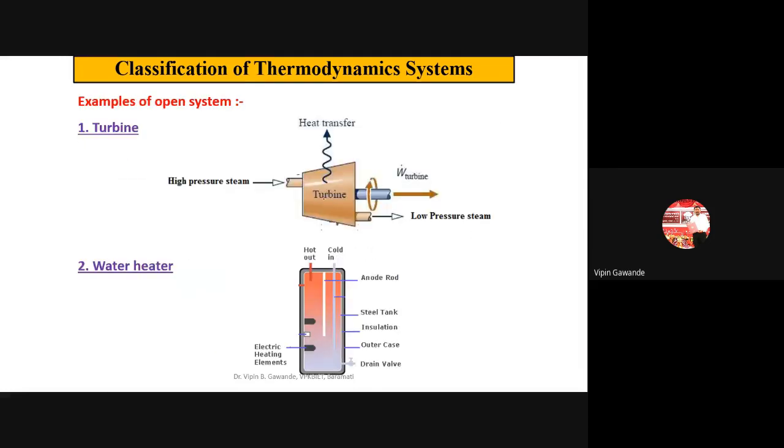What are the examples of this open system? Consider here a turbine. The steam enters into the turbine, and afterward the steam goes to the condenser.